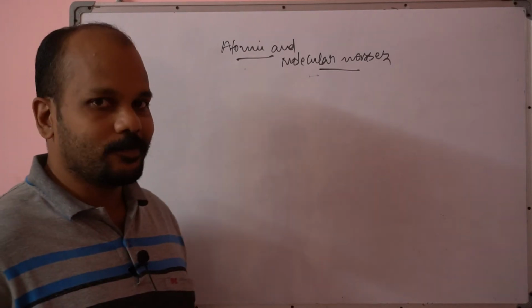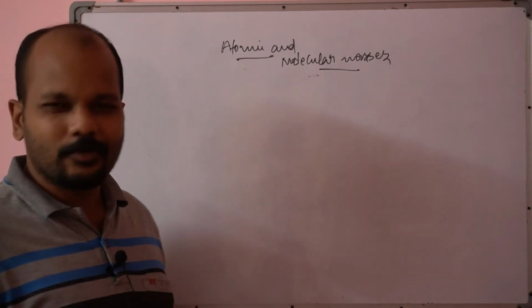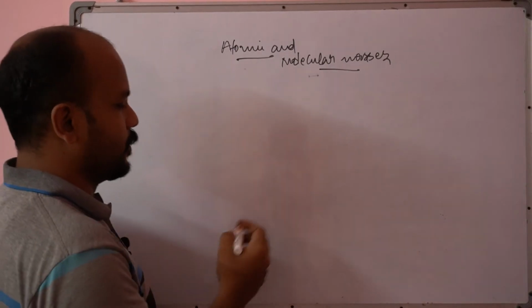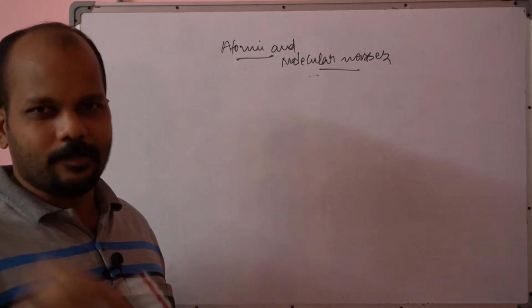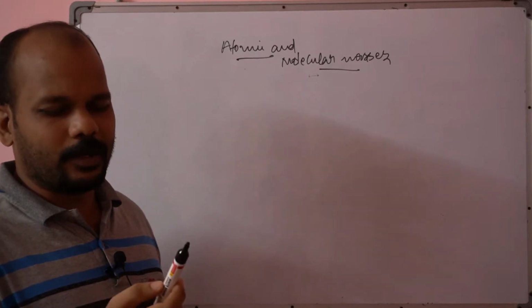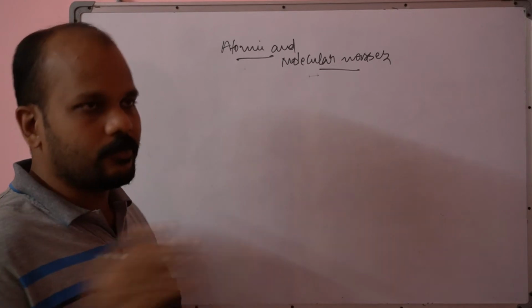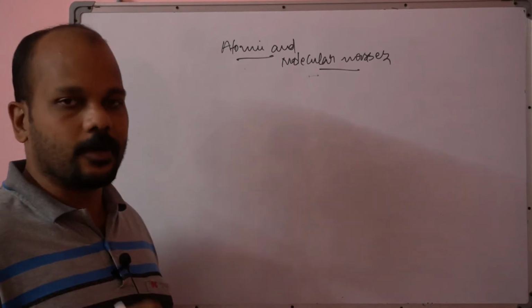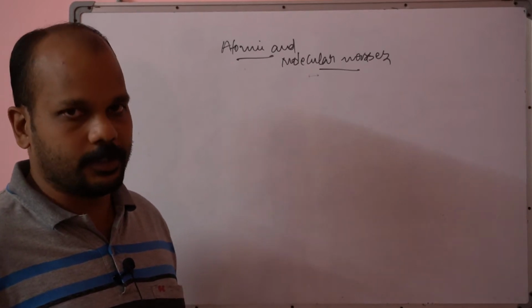Okay, the next topic is atomic and molecular masses. When we hear about mass, say the mass of this pencil, we can easily measure it, right? It will be maybe around 5 gram, or a maximum of 2-3 gram. Whatever we are seeing around us, it is possible to measure using a normal weighing balance.